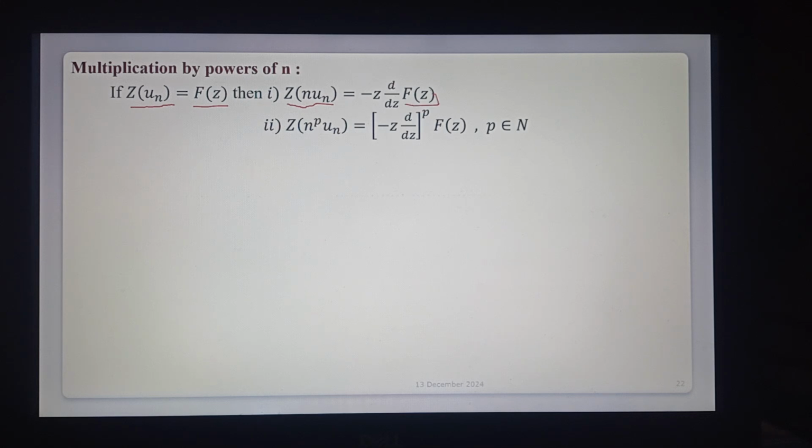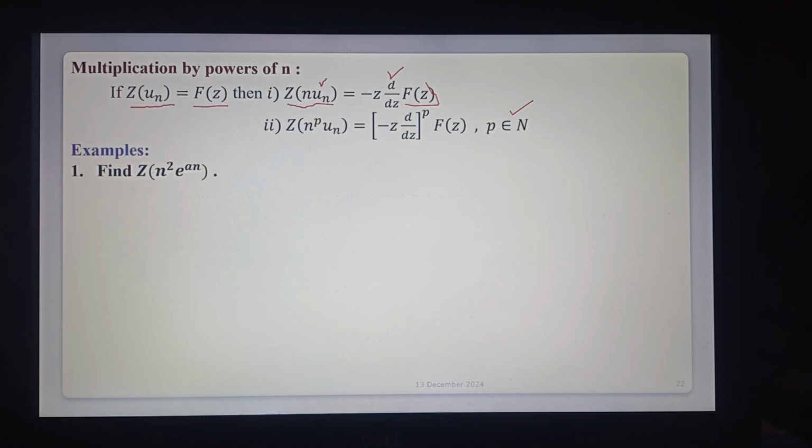Here F(z) means the Z transform of u(n). Since it is n to the power 1, there is one time differentiation. Similarly, for multiplication by n^p, where p is a positive integer, like n square, n cube and so on, the formula is (minus z d/dz) whole power p, that is, p times differentiation of F(z). So this is the statement of multiplication by powers of n.